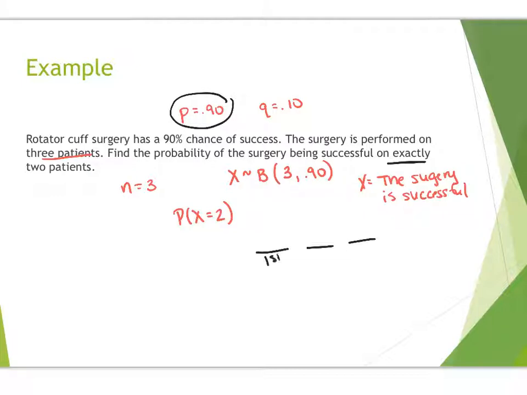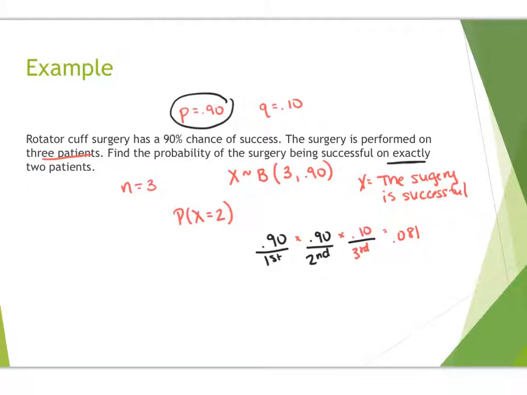For the first patient, this is a successful surgery. For the second patient, this is also a successful surgery. If I want exactly 2, that means one of these surgeries has to be a failure, so we'll let the third surgery be a failure. Now, because they're independent, what can we do to them? We just multiply them. So we multiply 0.9 times 0.9 times 0.1, and I get 0.081.